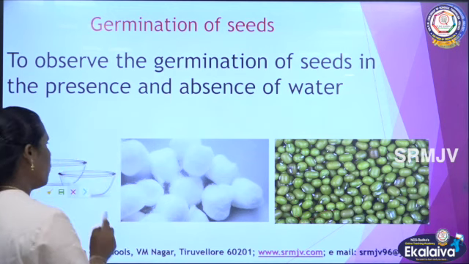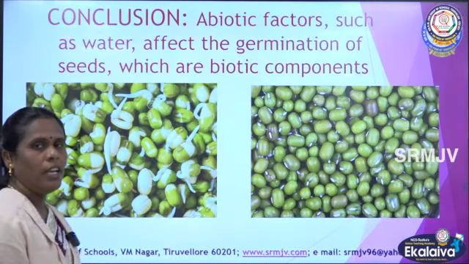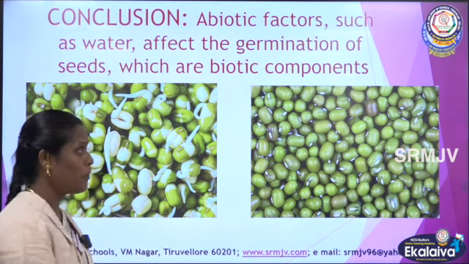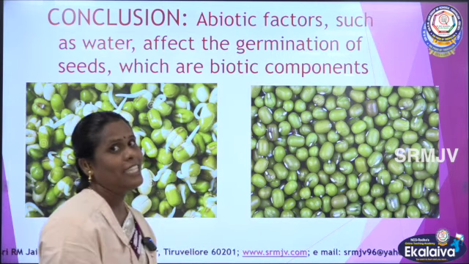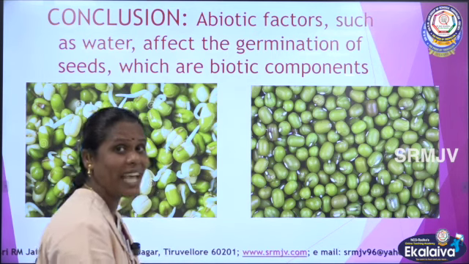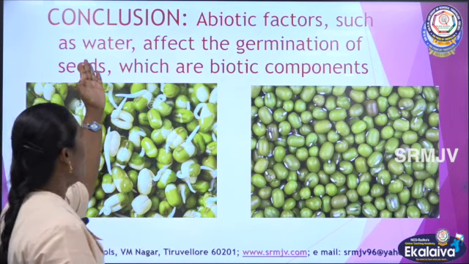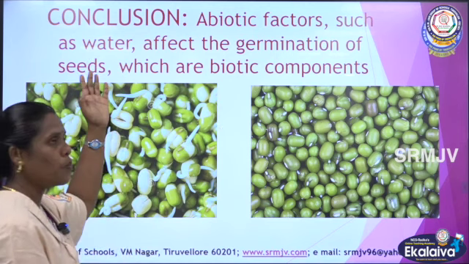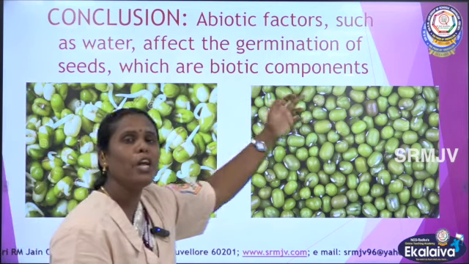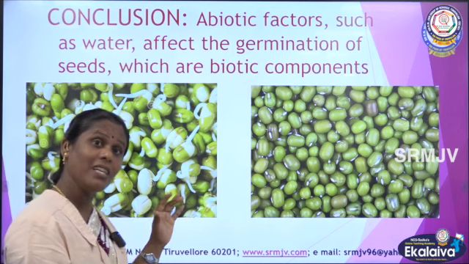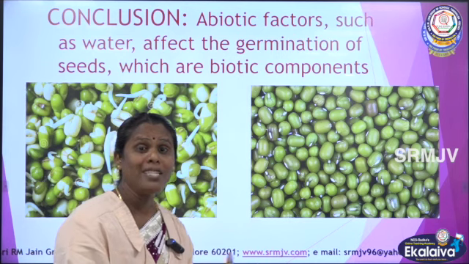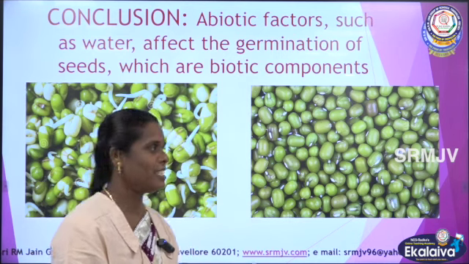Then what will we observe? With moist cotton, the seeds germinated. Without moist cotton, the seeds do not germinate. So how can we conclude this activity? Abiotic factors such as water affect the germination of seeds, which are biotic components. Water is an abiotic component. It interacts with biotic components, that is, the germination of seeds.